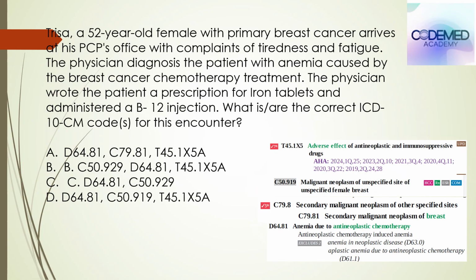Next example. Teresa, a 52-year-old female with a primary breast cancer, arrives at her PCP's office with a complaint of tiredness and fatigue. The physician diagnoses the patient with anemia caused by the breast cancer chemotherapy treatment. The physician wrote the patient a prescription for iron tablets and administered a B12 injection. What are the correct ICD-10-CM codes? What has happened is the patient has developed anemia due to the chemotherapy, and this chemotherapy is directed towards the primary female breast cancer. Now go through all the codes and tell me the correct answer.